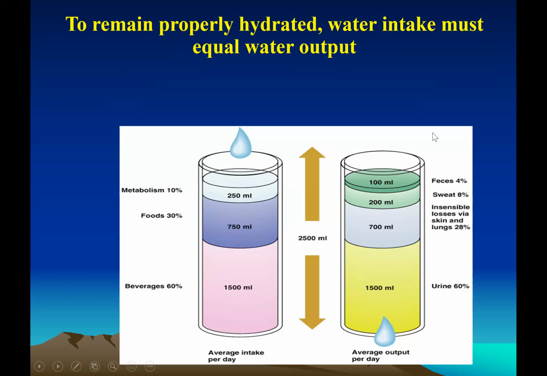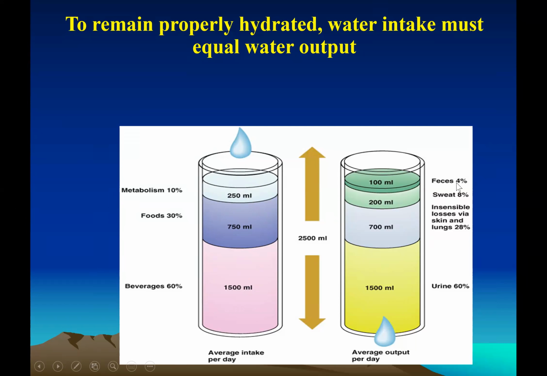So, let's see where the water enters the body. We need about 250 ml of water to sustain life. 1500 ml comes from water that you drink and from beverages. 30% of the water that enters our body comes from foods, and 10% is metabolic water. See, when we studied cellular respiration, glucose will combine with oxygen, and the byproducts are carbon dioxide and water. So that is metabolic water. This is how water enters the body.